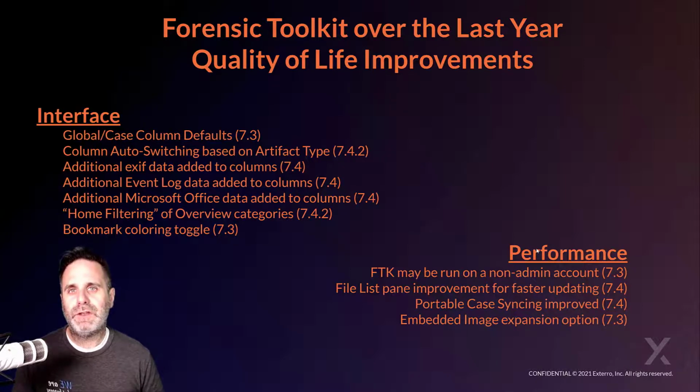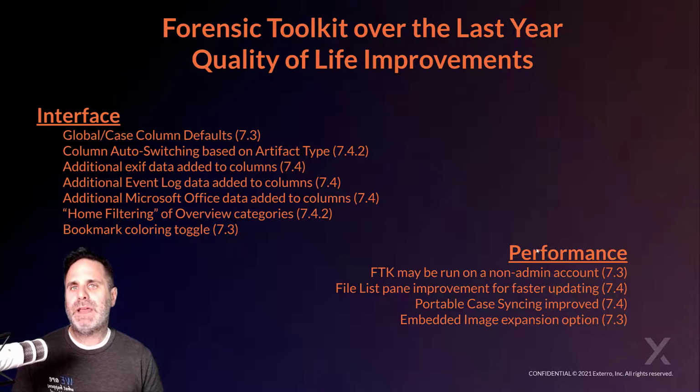One of my favorite new features I call home filtering. And basically what it allows you to do is on any overview style tab, that's the overview tab, internet, email, system summary, and the video tab, you can select a category from the overview pane, hit the home key on your keyboard, and it will remove all the other ones from that view.